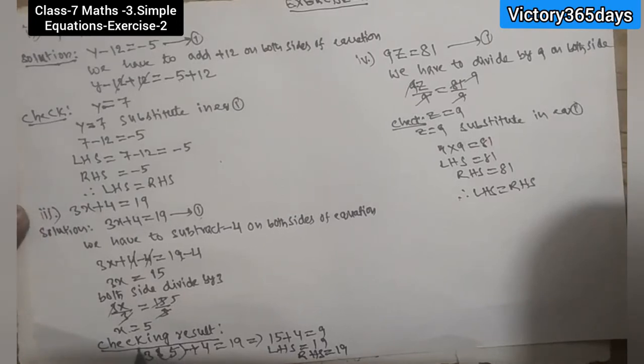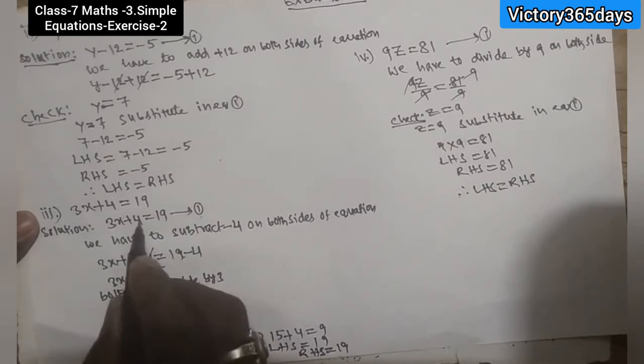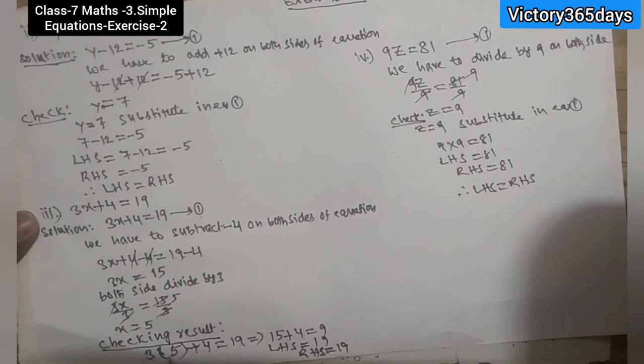Then we check the result. 3 into x, in the x place we substitute 5. 3 5s are 15, plus 4 is there, equal to 19. So this is the left hand side value: LHS equals 15 plus 4 equals 19. RHS equals what is there? 19 only.